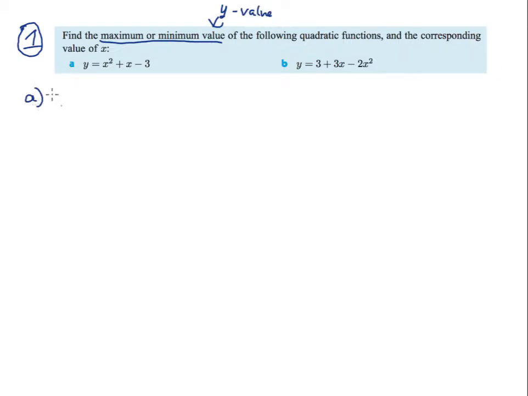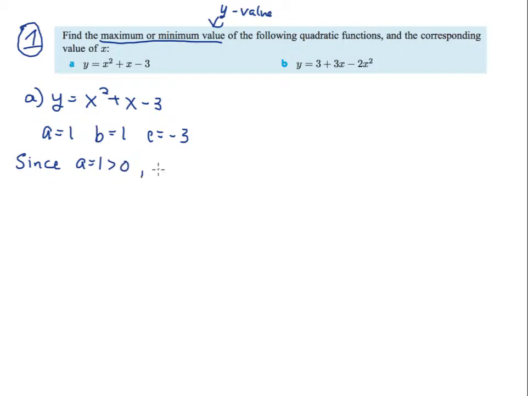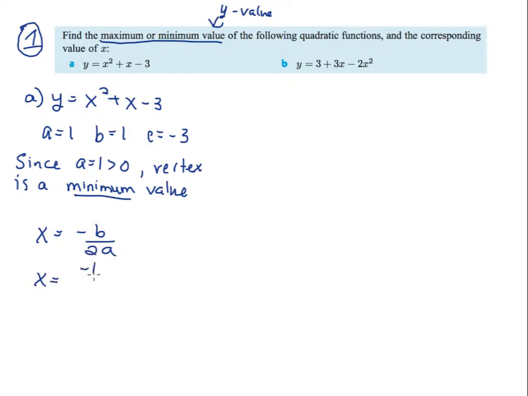So a, y is equal to x squared plus x minus 3. Let a equal 1, b is equal to 1, c is equal to negative 3. Since my a is 1 and 1 is greater than 0, I know my function is concave up. So if my function is concave up, I will be finding the minimum value. X is equal to opposite of b over 2a, substituting in 1 in place of b and 1 in place of a. I get my x value of the vertex is negative 1/2.